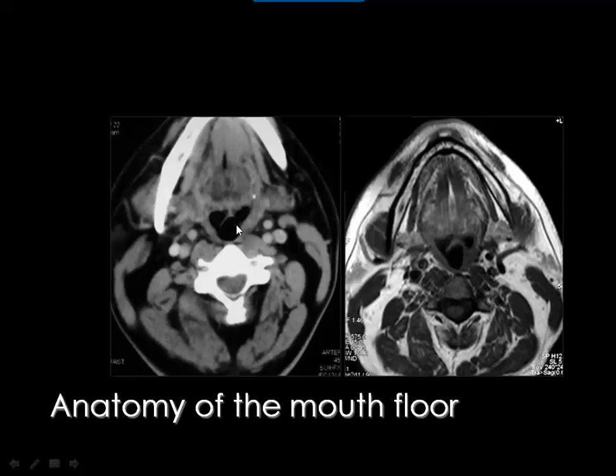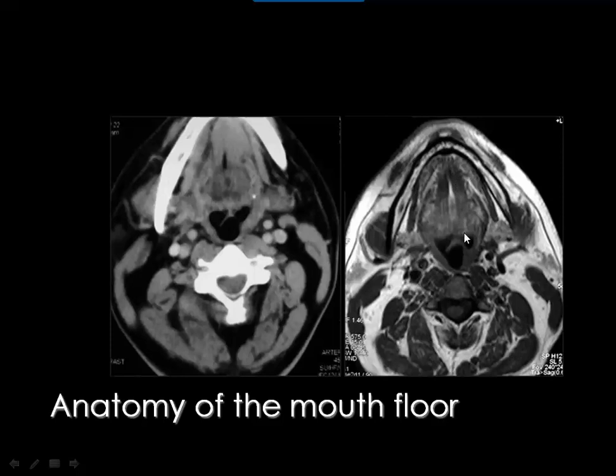I hope you remember this. And this is the glossoepiglottic fold, which divides the pre-epiglottic space into the two valleculae, as I have mentioned before in the lecture of the larynx. And here, this is the sternomastoid and the carotid vessels, the submandibular salivary gland on both sides. Also, you can appreciate this by MRI T1 weighted image.